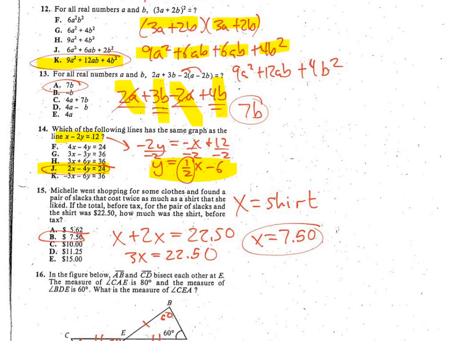For problem 15, we start by labeling what the shirt stands for, and in this case we're going to call that x. And since our slacks cost twice as much, that would be 2x. So we have the cost of the shirt, the cost of the slacks, and together it makes $22.50. So after I combine those to get 3x, I divide both sides by 3 and I get $7.50, which is the price of the shirt.